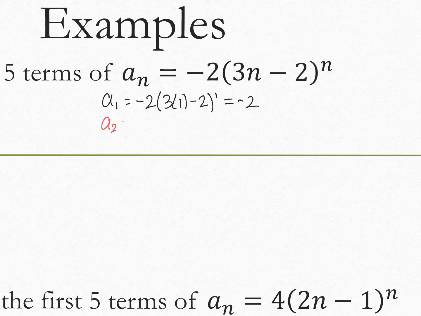Now we'll do the same thing for the second term. This time we'll replace the n with a 2. Let's see, 3 times 2 is 6. 6 minus 2 is 4 squared, 16, times -2 is -32. And we will continue this process until we have all 5 terms.